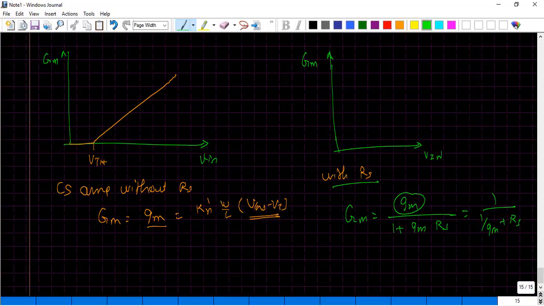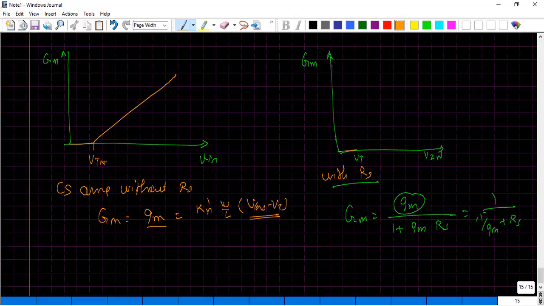Now, as you know, till Vt there is no current, and the value of Gm would be equal to 0. And when this particular term is equal to 0, then this term would become infinity, and the entire capital Gm would go to 0 again. So it is almost identical to what we got earlier, till this particular point, Vt of our input.